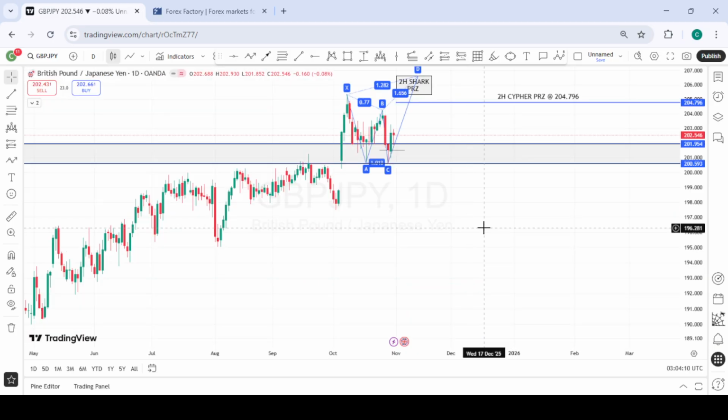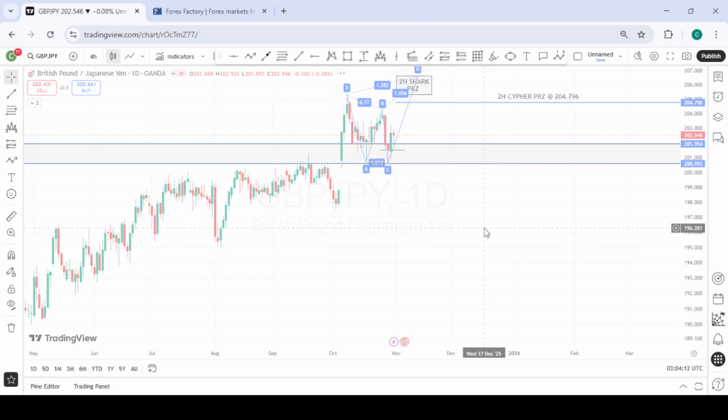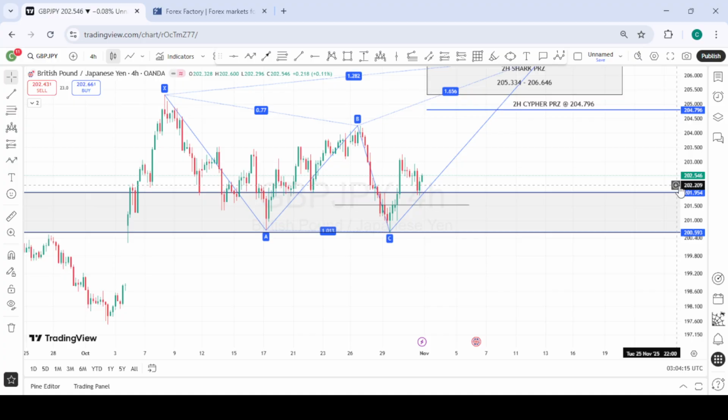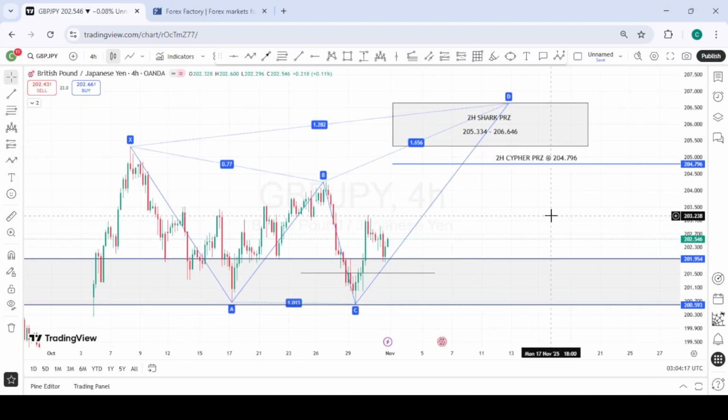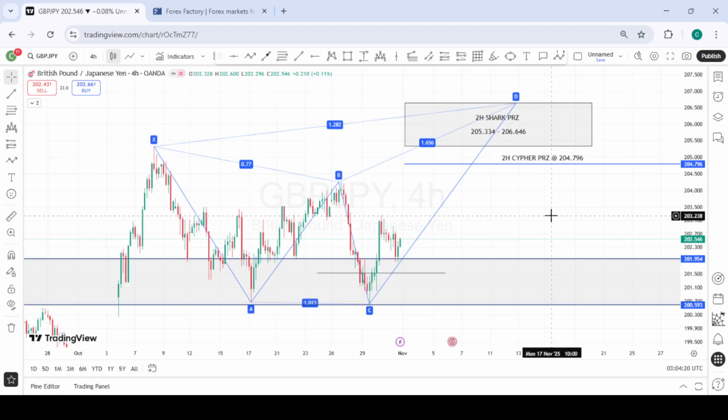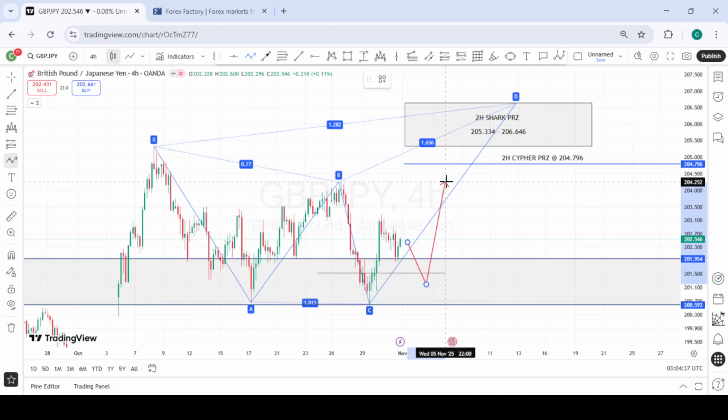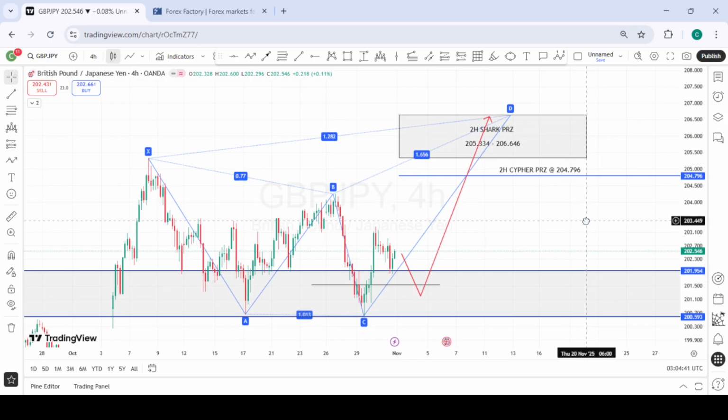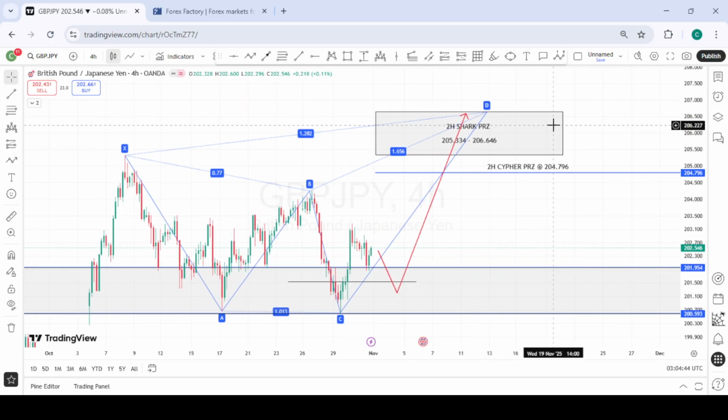We have here GBPJPY. So for GBPJPY, we have a formation going on, which is a possible Cypher or Shark pattern. And looking at how the JPY index is moving, should the JPY index play out as expected, we'll be looking for a deeper pullback into this zone. And should we get any buying confirmations, a reversal pattern or strong bullish engulfings from this region, we'll be very much interested in taking the buys to the upside to complete this Shark pattern we have here. So these are the various targets we'll be looking out for.